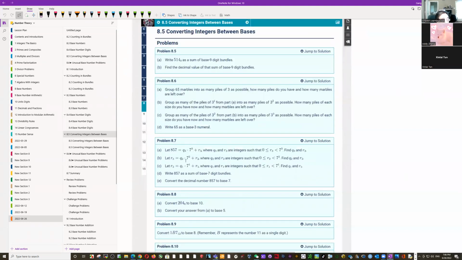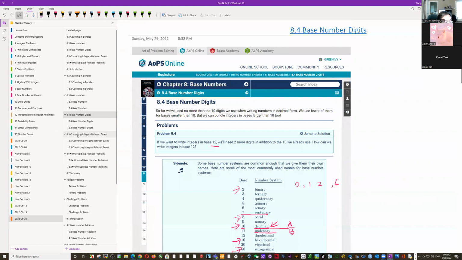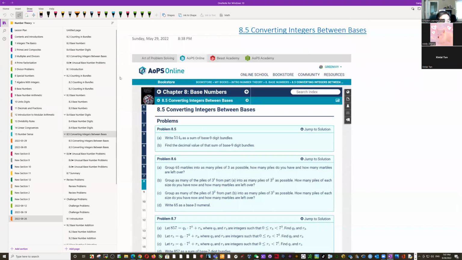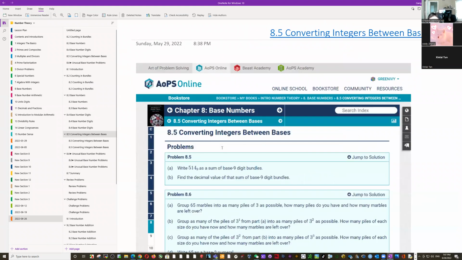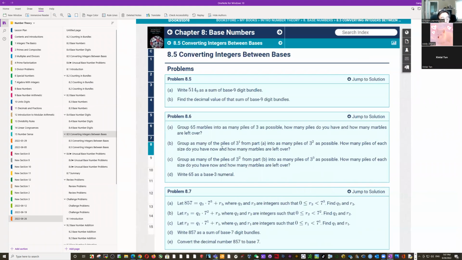So up until right now, it's actually been very easy. Right now we begin heading into the problem of really doing the conversion, the heavy duty work. Let's see how this needs to be done. Write it as a sum of base 9 digit bundles. So this is just using the power expansion.